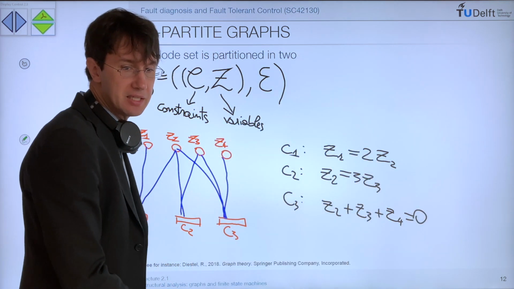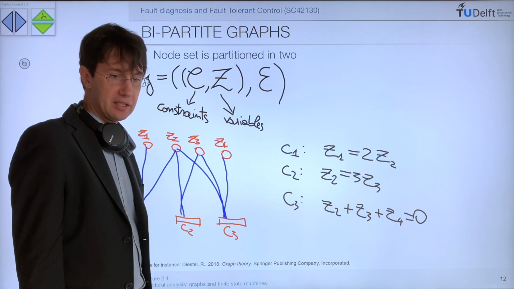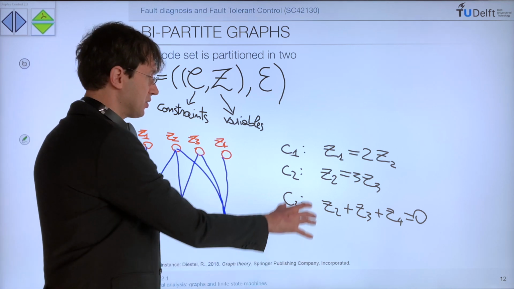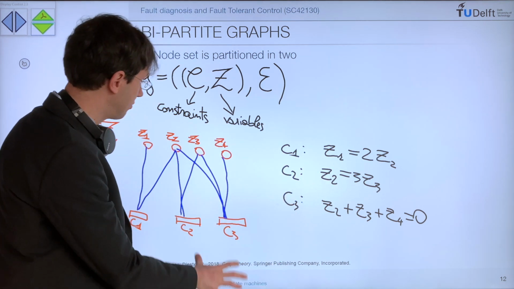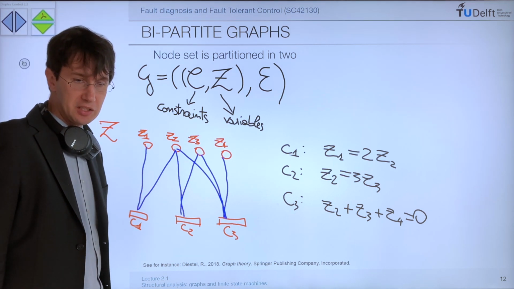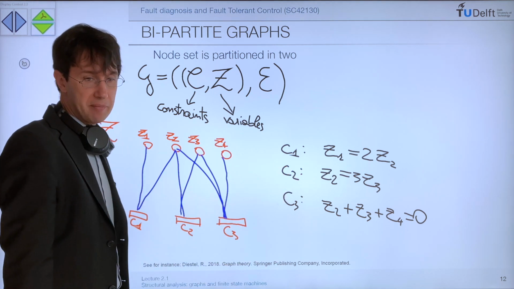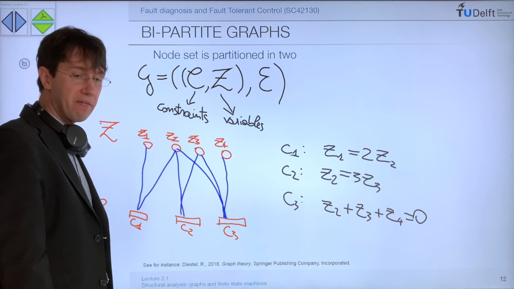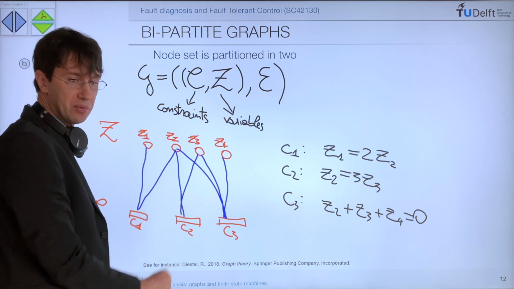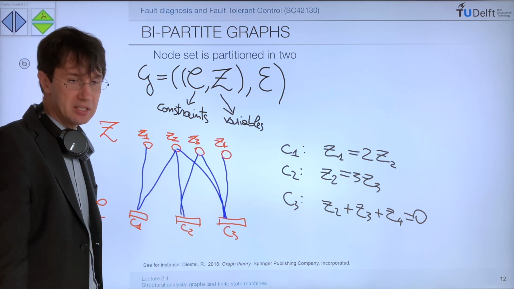So if you have this system of equations, and you are not interested in solving it numerically, but you just want to look at its structure, the structure of this system of equations is represented by this graph. And just by looking at the structure, you can get useful information on whether this set of equations can be solved or not. So one thing that you can immediately notice is that we have 4 variables, so 4 unknowns and 3 constraints.